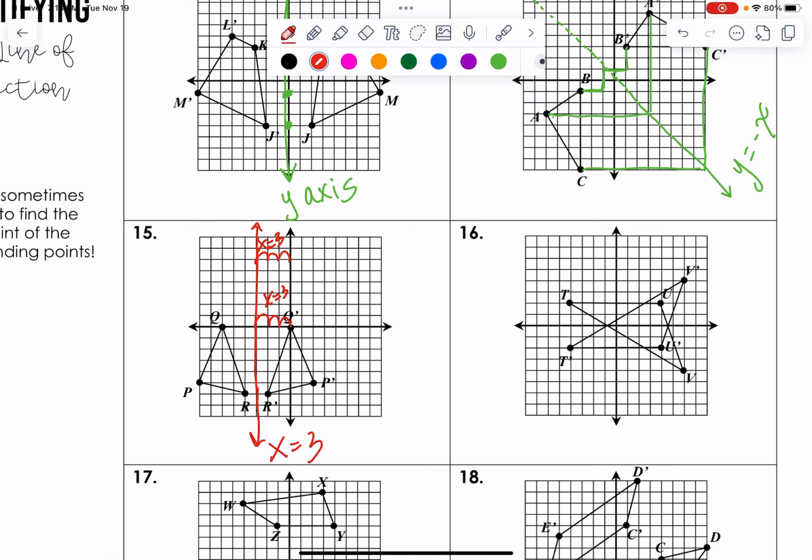Let's look at 16. 16 is weird because the shapes overlap. We haven't had that before. But when you look at it, again, if I find the midpoint, and there they intersect, and the middle between U and U prime is here, and V is here, this is the x-axis.